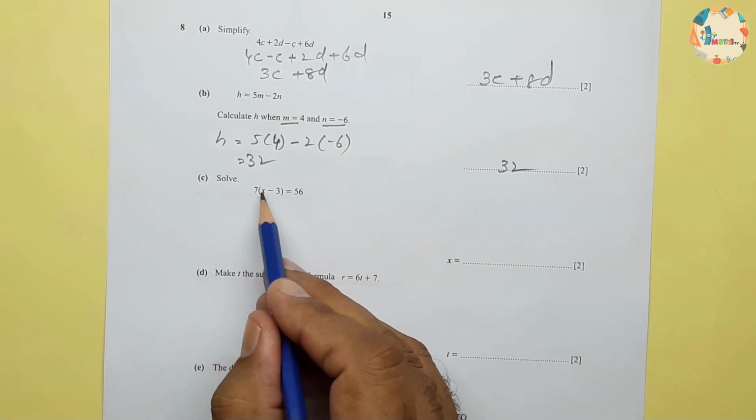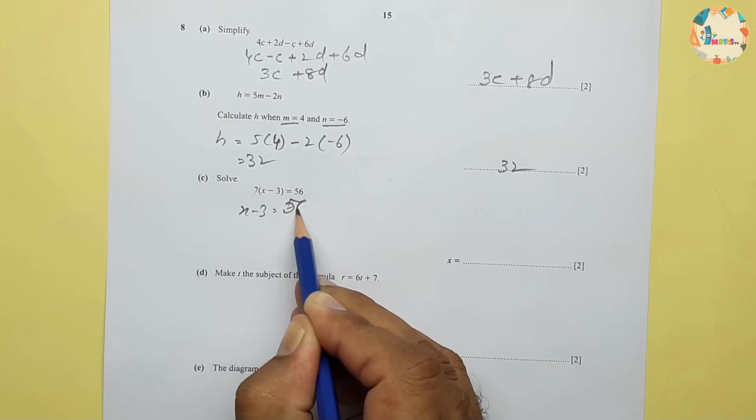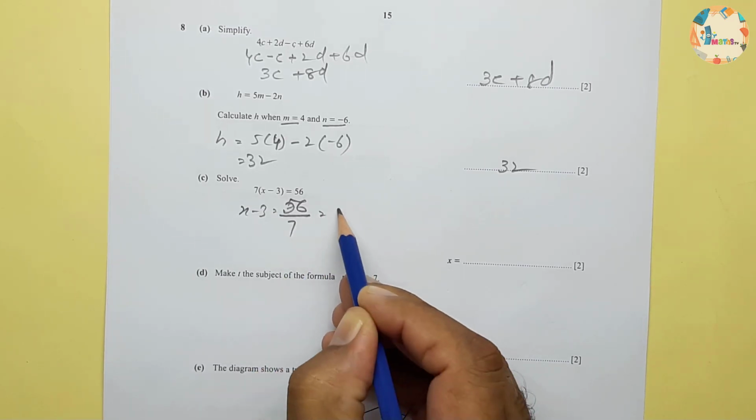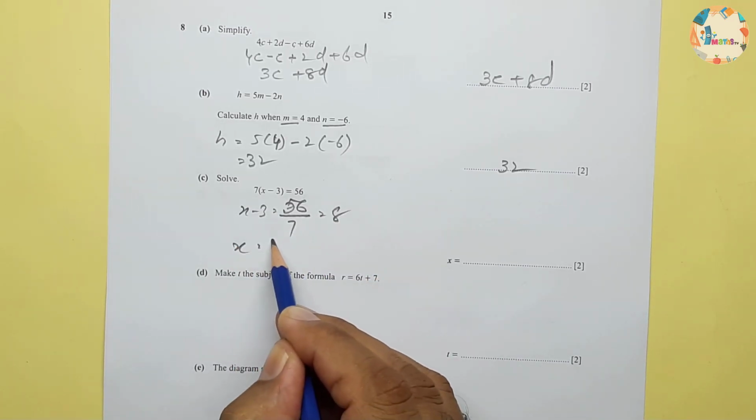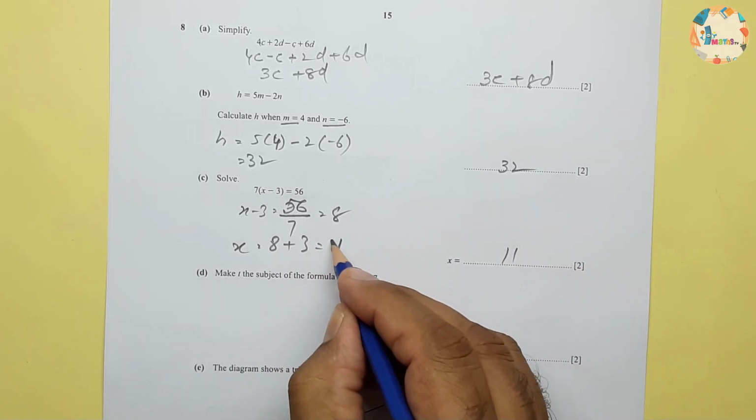Solve this equation. So x minus 3 will be equal to 56 over 7. So it will be 8. So x will be equal to 8 plus 3, which is equal to 11. So the answer will be 11.